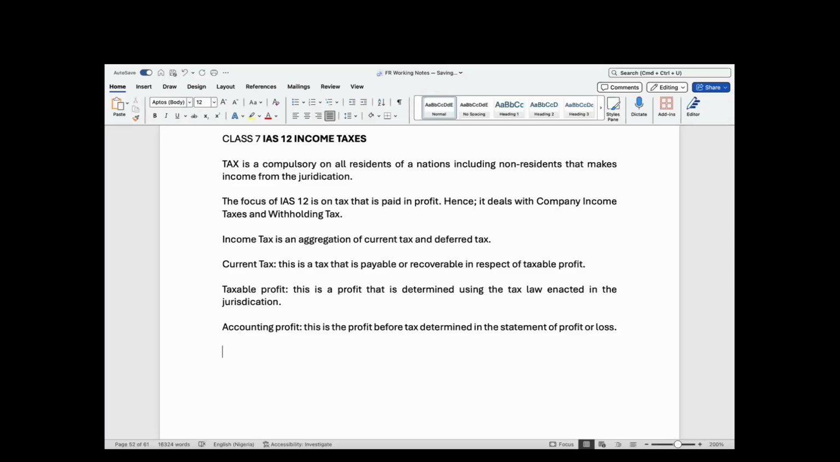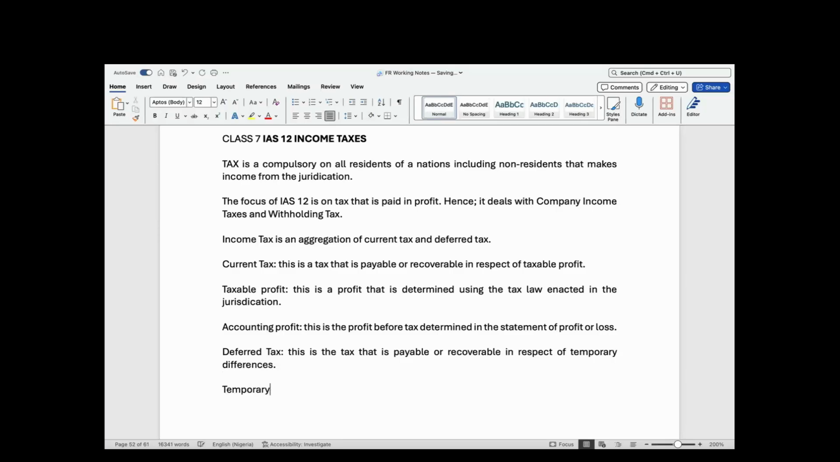Now, then there is deferred tax, which is the second one. This is the tax that is payable or recoverable in respect of temporary differences. Deferred tax is the tax that is payable or recoverable in respect of temporary differences.